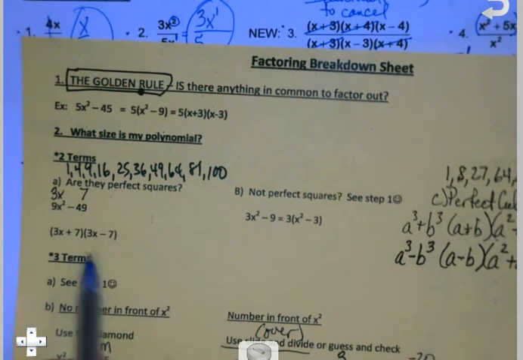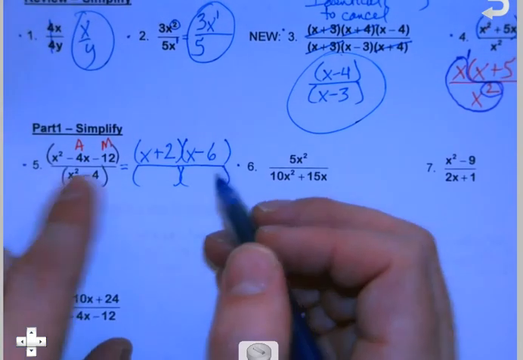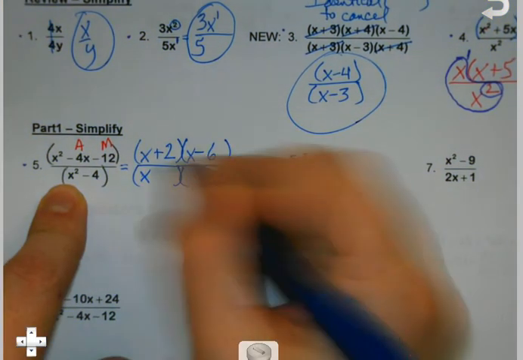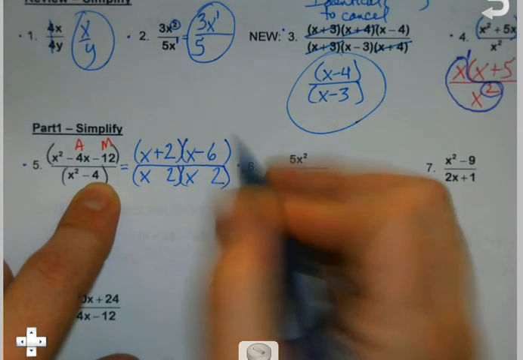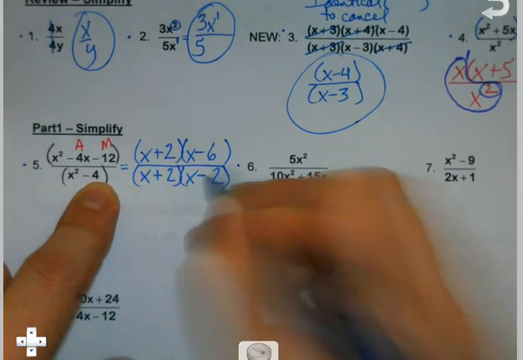Perfect squares. It's a difference of squares. What do I square to get x squared? X. What do I square to get 4? 2. And it's plus and minus.